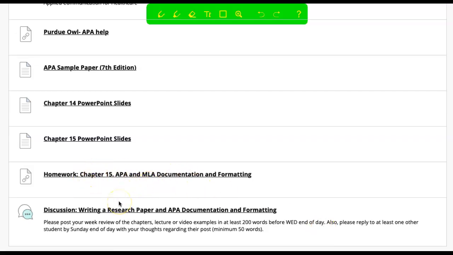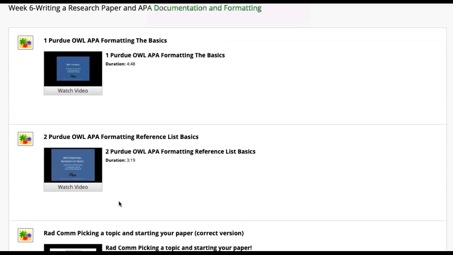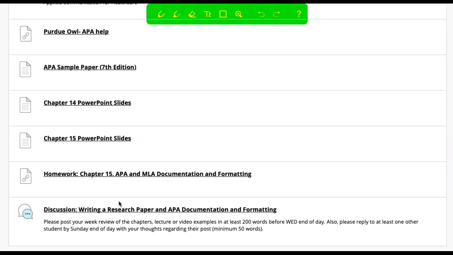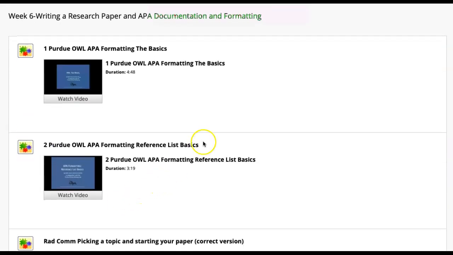And make sure you get your discussion board post in. First post is due Wednesday, the 27th by end of day, and the reply is due the 31st by end of day. All right, lots of information this week. Be sure to concentrate on all the videos and get your homework and your discussion board post done.